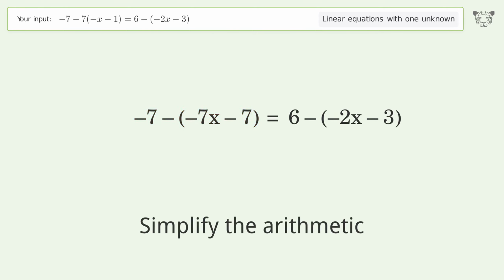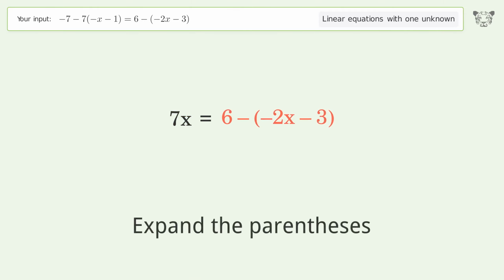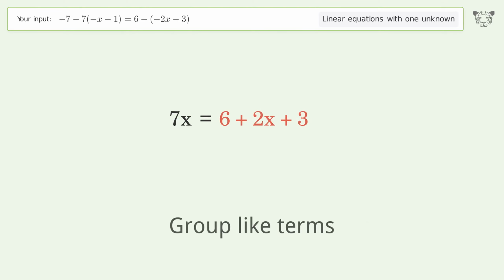Expand the parentheses. Group like terms. Simplify the arithmetic. Expand the parentheses. Group like terms. Simplify the arithmetic.